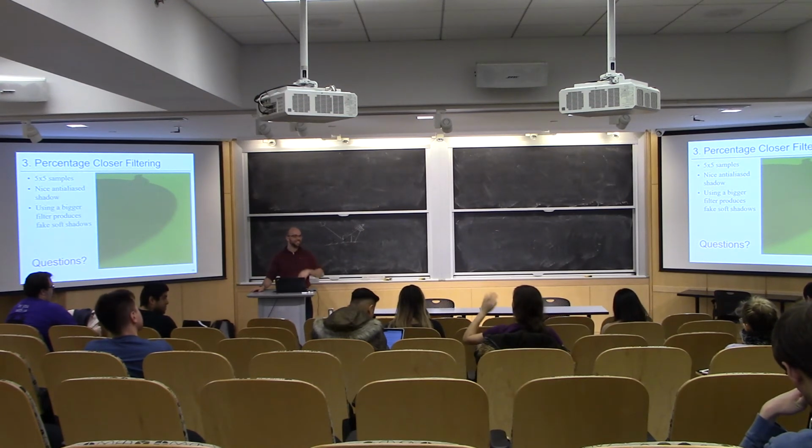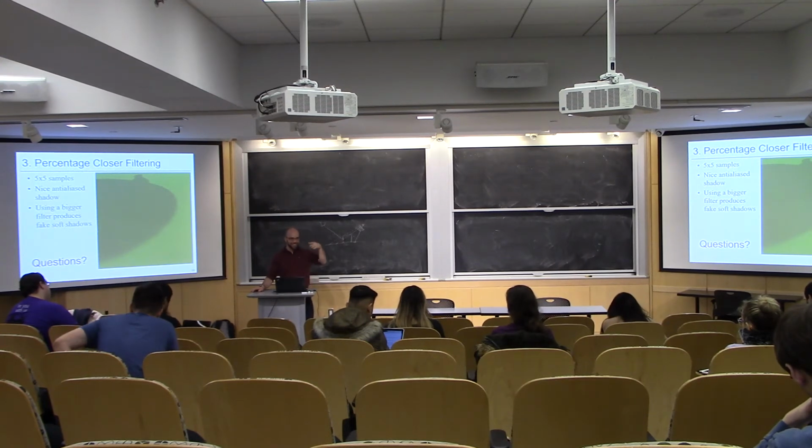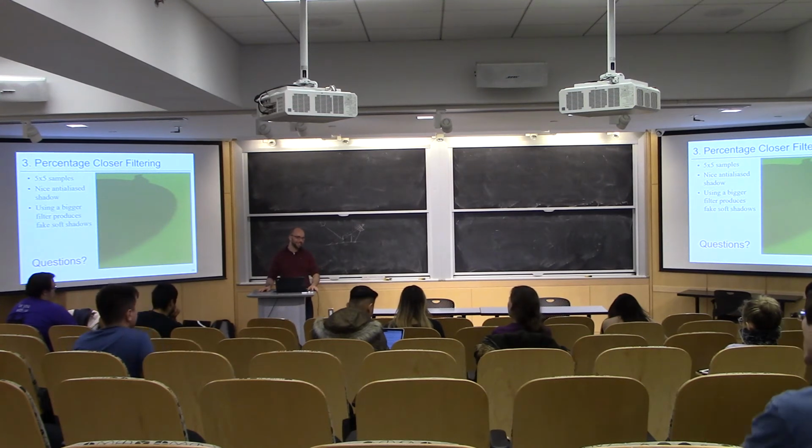Yes? So can I just make a question? Is the name of this technique percentage closer filtering? Yeah. Okay. Because it's kind of like the percentage of the pixel that is closer to the light than whatever the depth buffer is saying. Something like that. I don't know. It's a historical term.